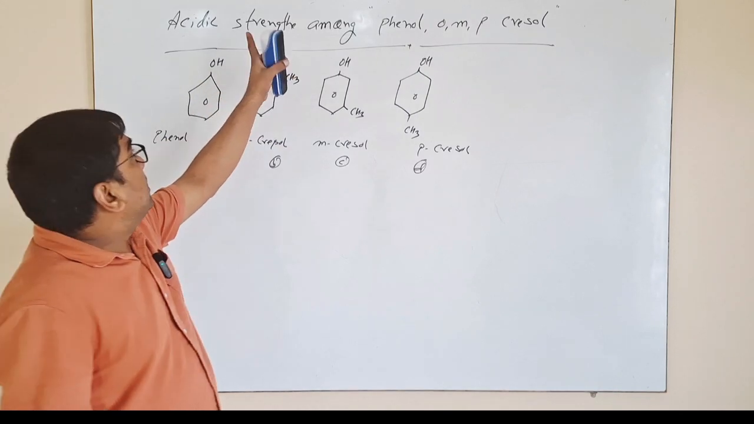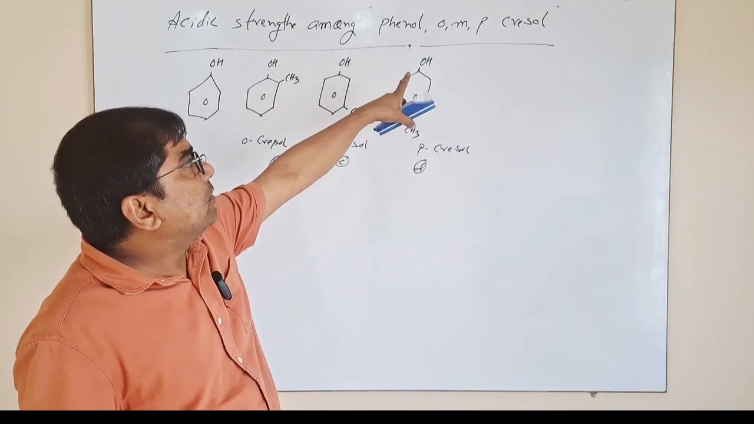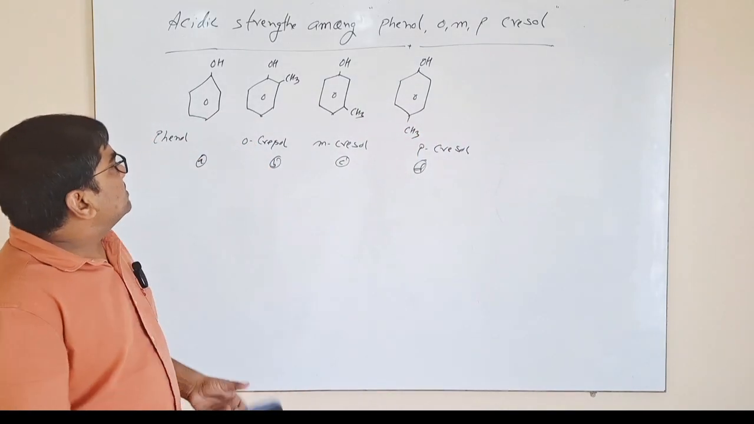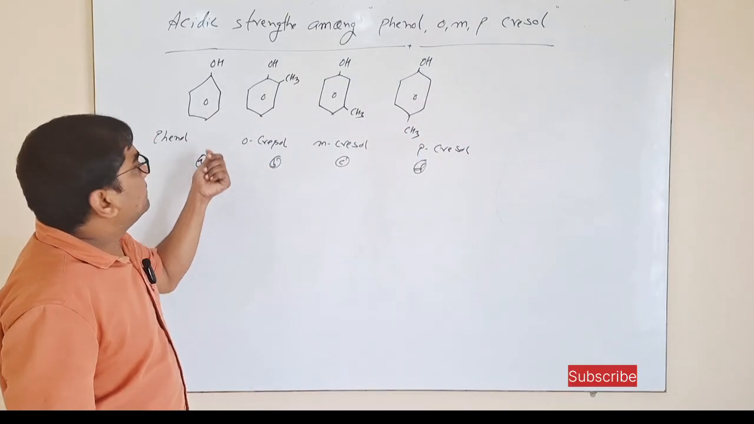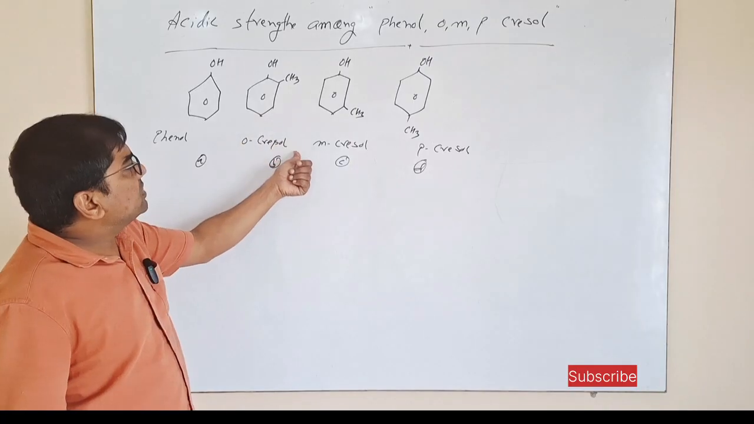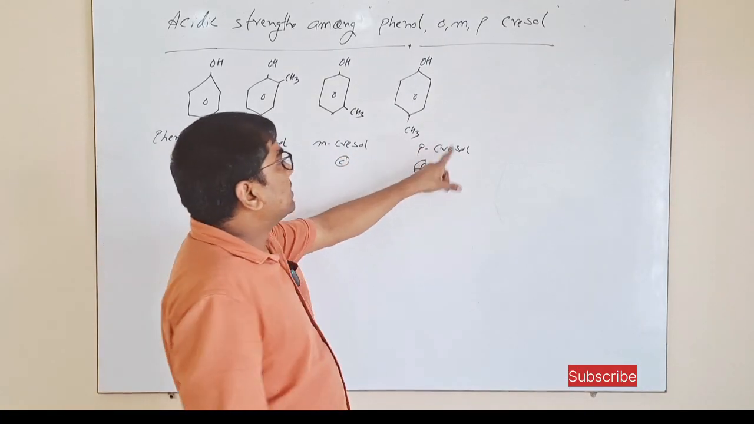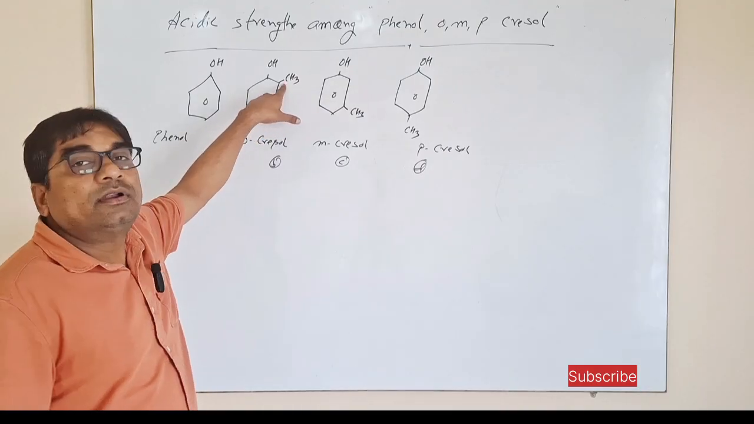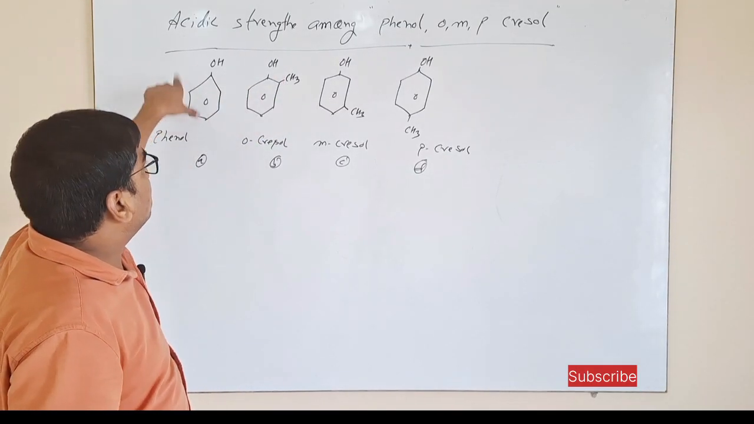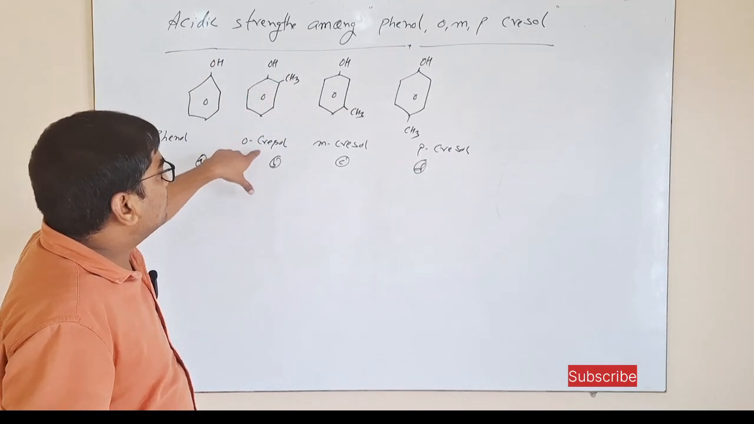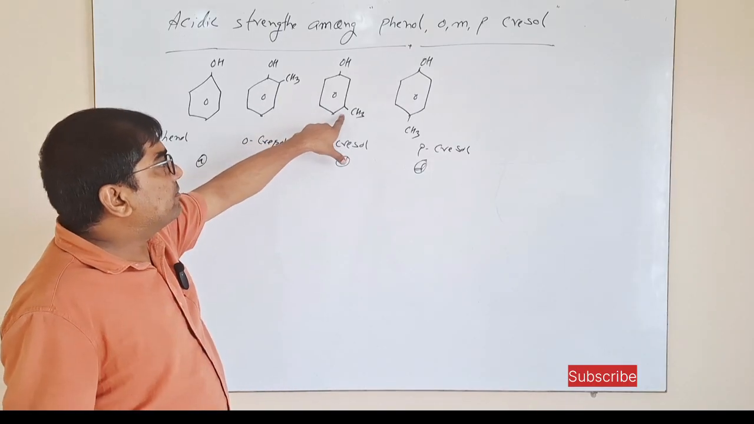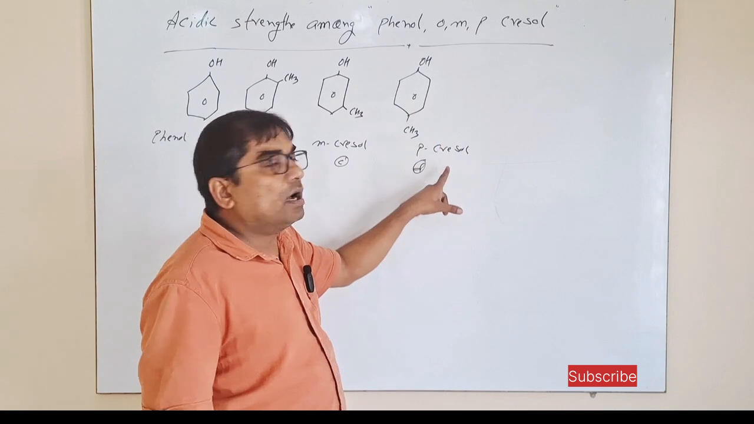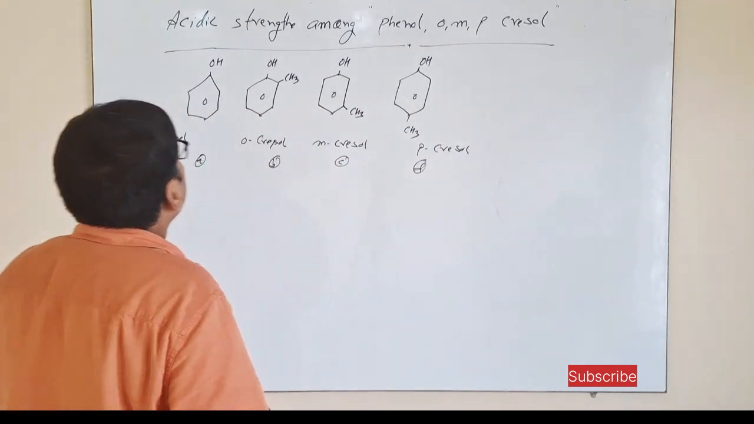We will discuss acidic strength among phenol, ortho, meta and para cresol. So first see the structure of phenol, orthocresol, metacresol and paracresol. When a methyl group is attached at the ortho position of phenol, it's called orthocresol. When at meta, then metacresol, and when at para, it's called paracresol.